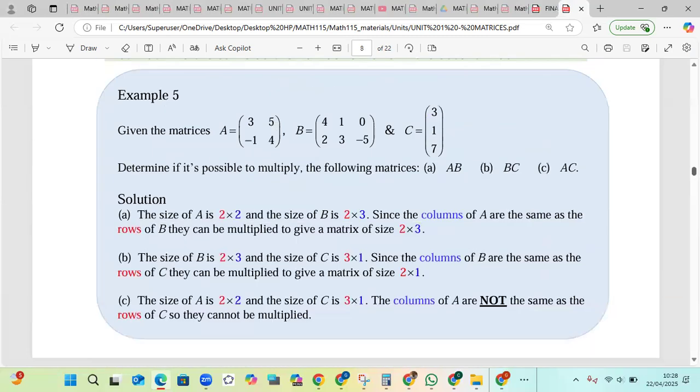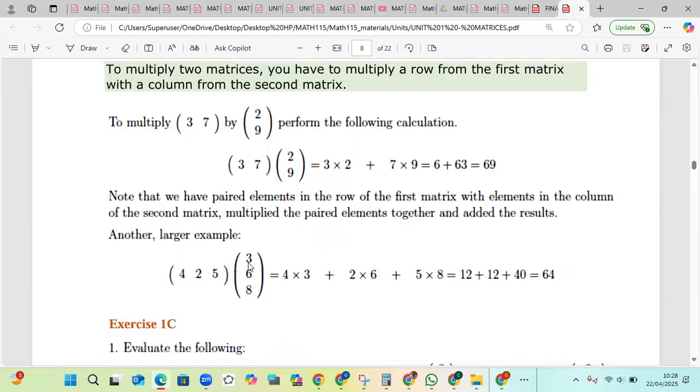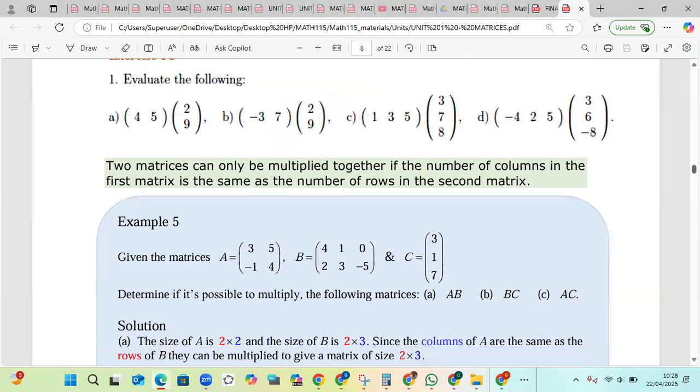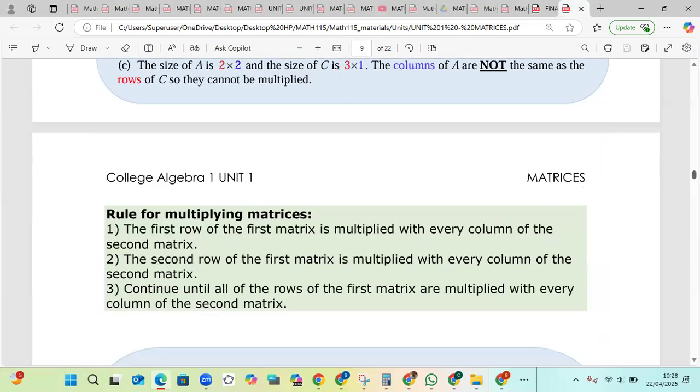Okay, and as you can see, the number of columns in the first matrix must equal the number of rows in the second matrix because it must match: 4 3s, 2 6s, 5 8s. Okay, and that involves matrix multiplication. You have example number 5.